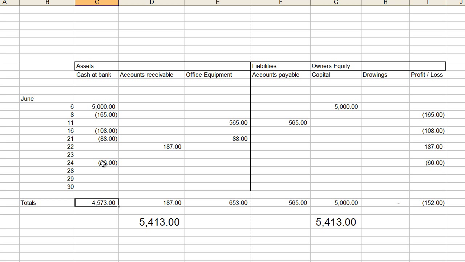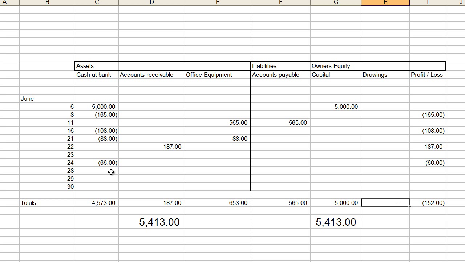So once again, here are my totals for that column right there, for my cash column. Then I've got my totals for my accounts receivable, my totals for office equipment and so forth, going all the way across to profit and loss. And I've actually added this one in here for drawings because I think it's nice to be able to identify very quickly and clearly what the drawings are. Vicky, you might have a comment on that. So happy to be corrected or guided on that particular one there.